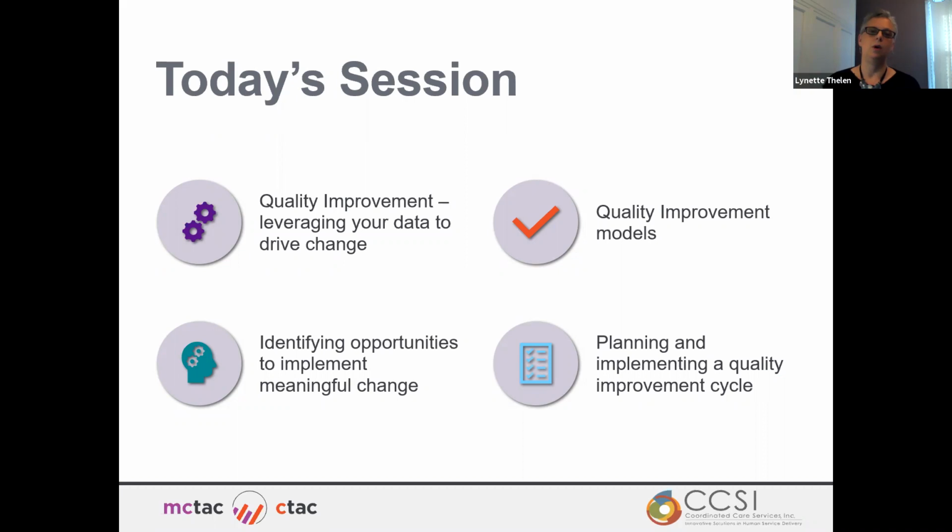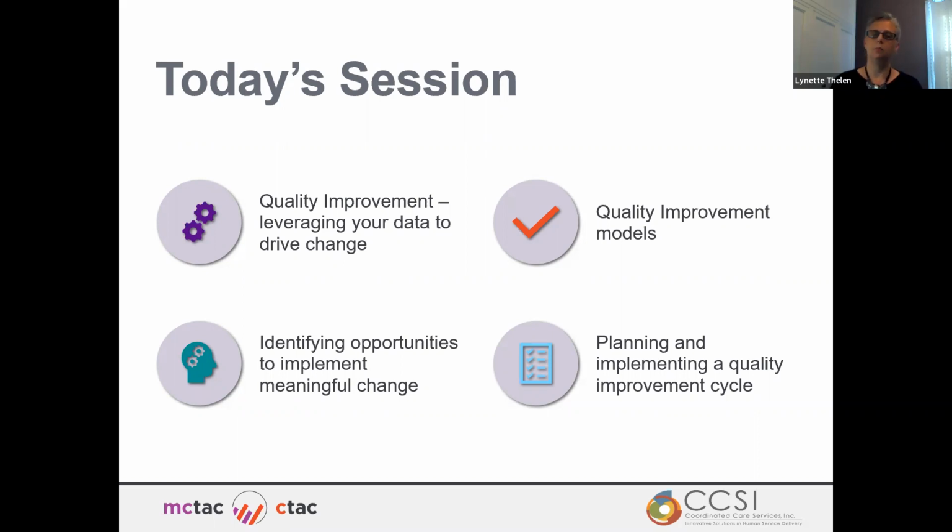So today is all about quality improvement. So we're gonna talk about leveraging your data to help you drive change. So we've created a really good foundation for you to start to do your measurement, to gather information, to turn that information into business intelligence. Now, once you've done that, you're gonna start to see there's areas where you might be able to improve or you might want to improve.